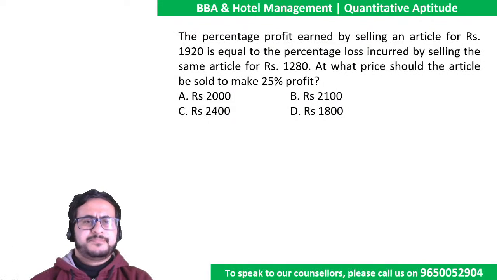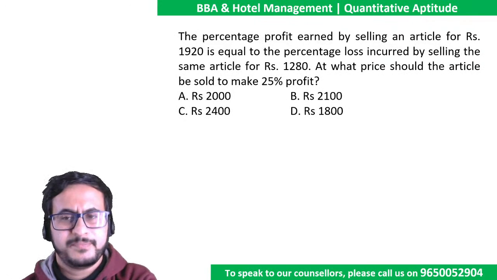Okay, next question. It says the percentage profit earned by selling an article for rupees 1920 is equal to the percentage loss incurred by selling the same article for rupees 1280. At what price should the article be sold to make 25% profit? So how do we do this question?